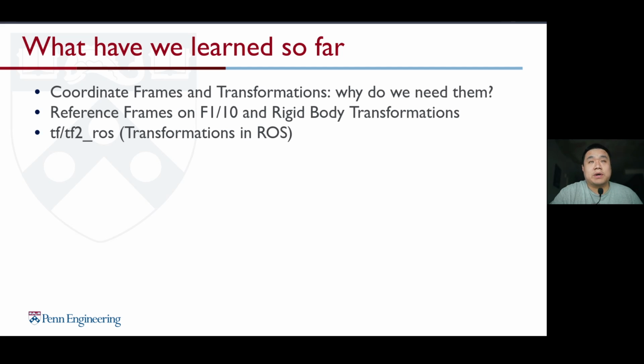We also talked about reference frames on the F110 vehicles, for example, the base link frame and the laser frame, and we also talked about rigid body transformations. So the homogeneous transformation that we talked about, how you put everything together with rotation and translation. And lastly, we talked about how to actually do these transformations in TF or TF2.